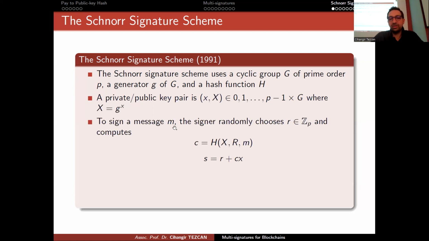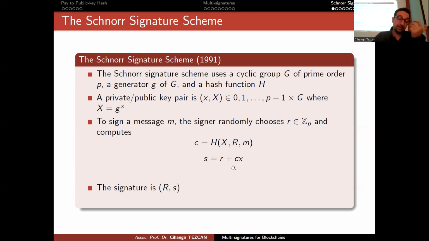Now, to sign a message M, the signer randomly chooses r in Z_P and computes H of X, R, M, which provides c. Then you have r plus c x. Okay, so this should be, I think, the small r. Otherwise, it wouldn't mean anything. Okay, so the result is your signature R and s. So s is computed as r, your random number, plus c times x. c is the hash of this part.